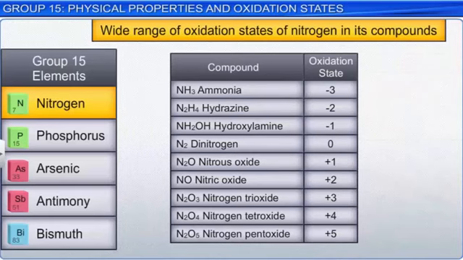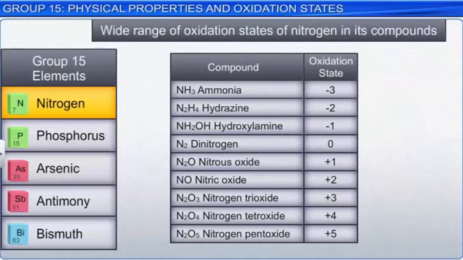Nitrogen has an oxidation state of -3 in ammonia, -2 in hydrazine, -1 in hydroxylamine, 0 in dinitrogen, +1 in nitrous oxide, +2 in nitric oxide, +3 in nitrogen trioxide, +4 in nitrogen tetroxide, and +5 in nitrogen pentoxide.